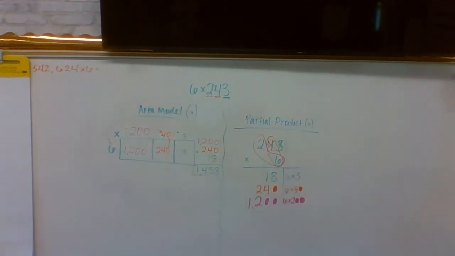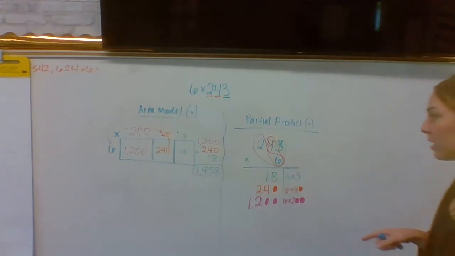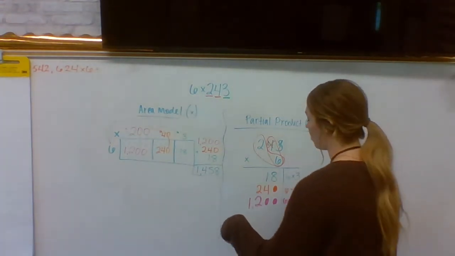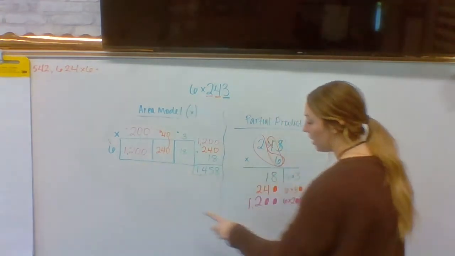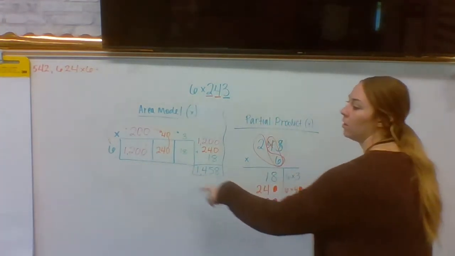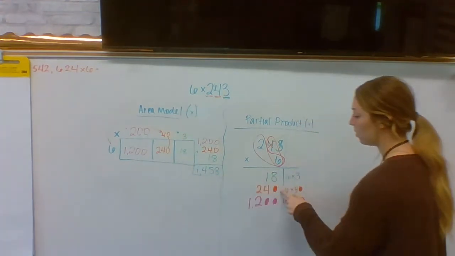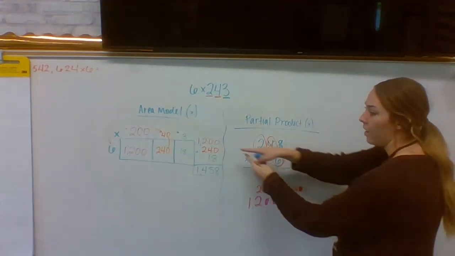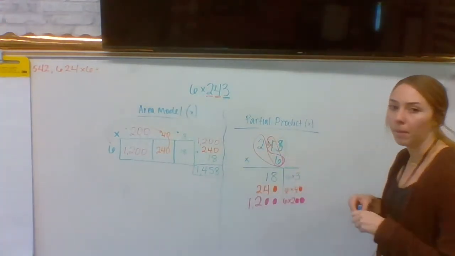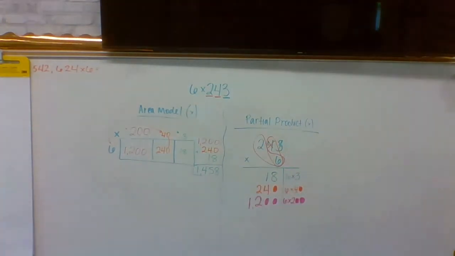And then I want to refer back to my area model problem. Remember I told you yesterday that the products, the individual products should not change. So I'm going to check that that's correct. 1,200, 1,200. 240, 240. 18, 18. I know these are flipped in order, but that does not mean that my answer should change.